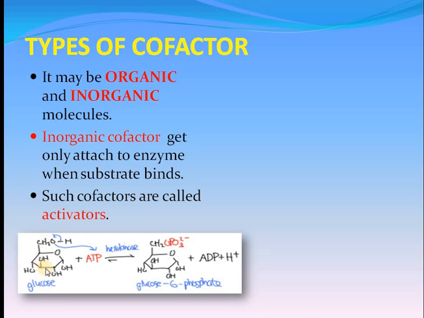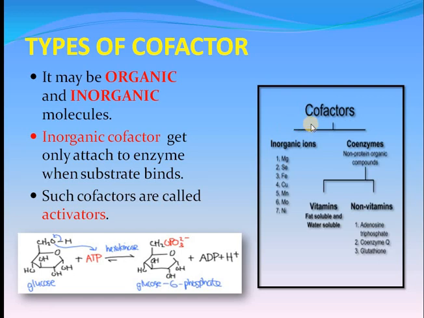Here you can see in this example glucose plus ATP. The enzyme hexokinase is present and it converts the glucose into glucose 6-phosphate with release of ADP and hydrogen ion. So the cofactors can be divided into organic and inorganic. Examples of inorganic cofactors include magnesium, iron, copper, zinc.